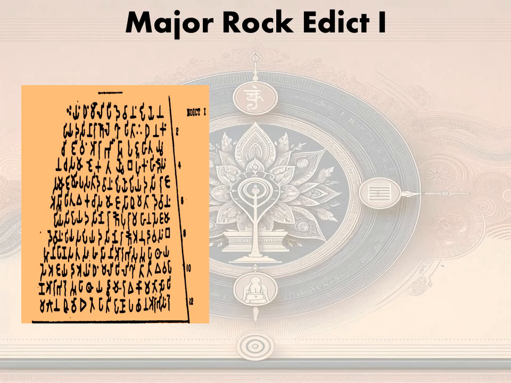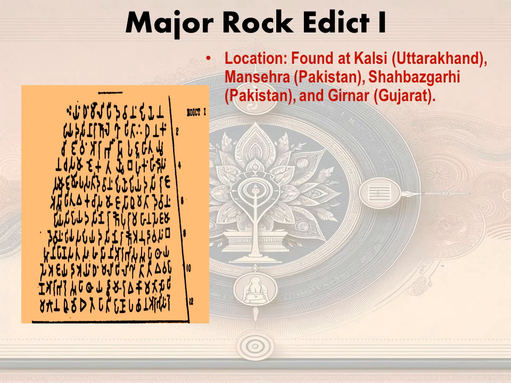Suppose here there is Major Rock Edict 1. This rock edict was written in multiple places across the Indian subcontinent. Hence, one place is not reserved for one particular set of rock edict. It can have two or more rock edicts in a single place. It is found in Kalsi, which is in Uttarakhand, Manshera, which is currently in Pakistan, Shahbazgarhi, once again in Pakistan, and Girnar in Gujarat. So, Rock Edict 1 has been found in these four main places.